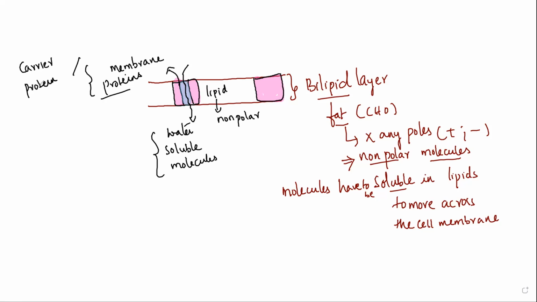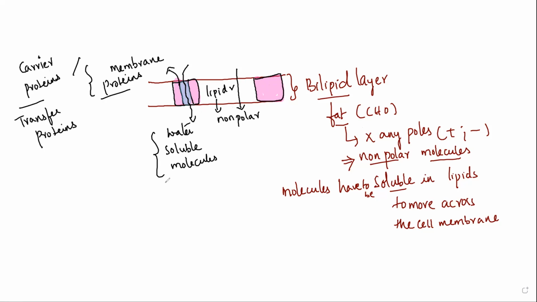We can call them carrier proteins, or you can otherwise call them transfer proteins also. We will see them one by one, but just remember that your bilipid layer is non-polar. Only non-polar things, which are soluble in the lipids, can move across. But to move the water soluble molecules, we have these specially inbuilt transfer proteins which are present. I hope now you are understanding.